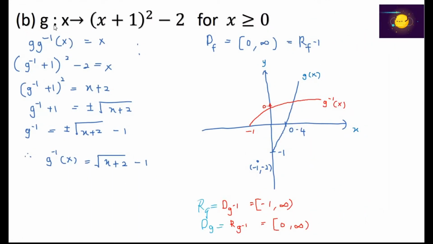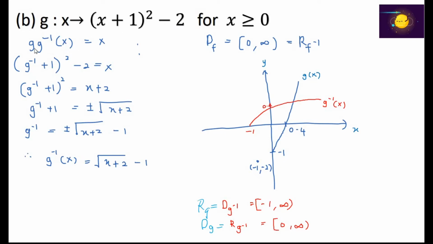Now look at this function g(x) equal to (x plus 1) squared minus 2 for x greater than or equal to 0. So why do we limit x to only greater than or equal to 0? This is because a quadratic function is not a one-to-one function, otherwise we limit the domain. So this is a one-to-one function. If it is a one-to-one function, then we can find the inverse.